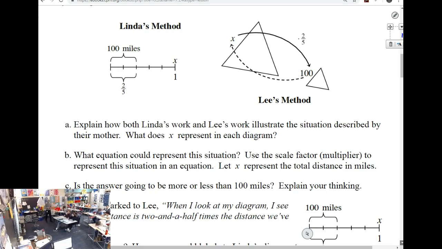Explain how both Linda's work and Lee's work illustrate the situation described by their mother. What does X represent in each diagram? Okay? So, go ahead. See if you can fill in A. If you're not quite sure, you can skip to B and see if that's any easier.